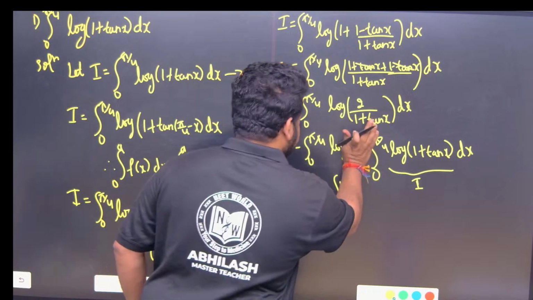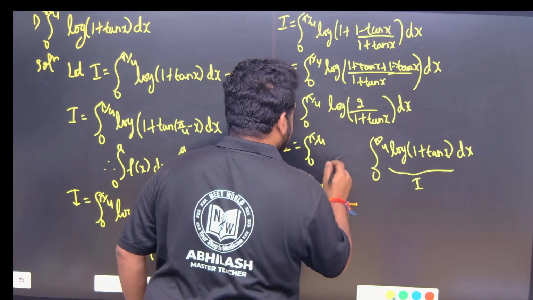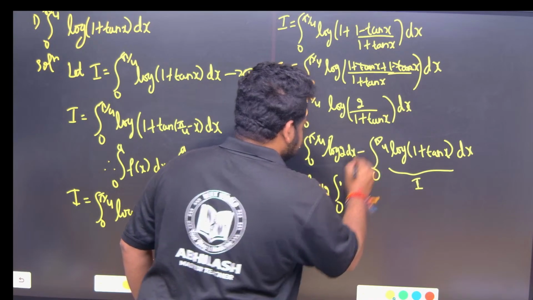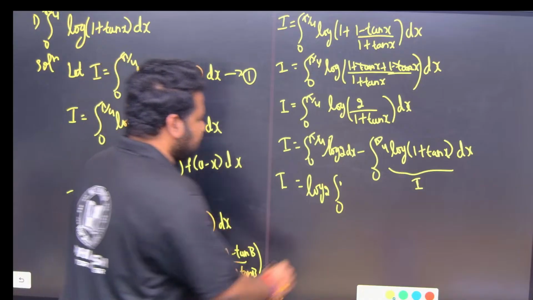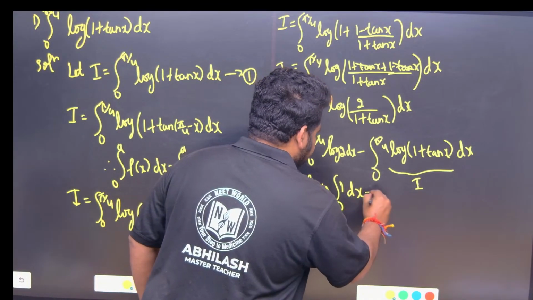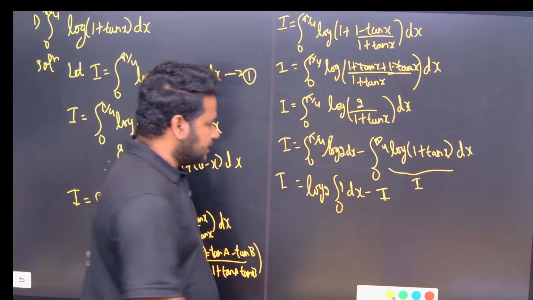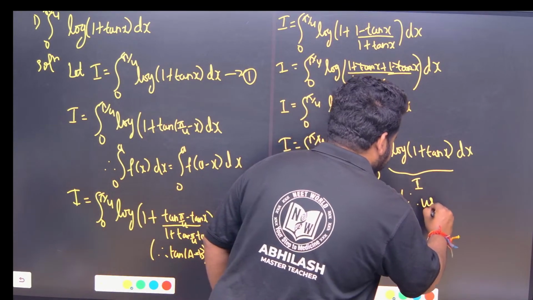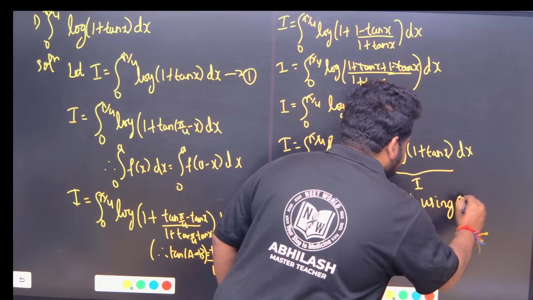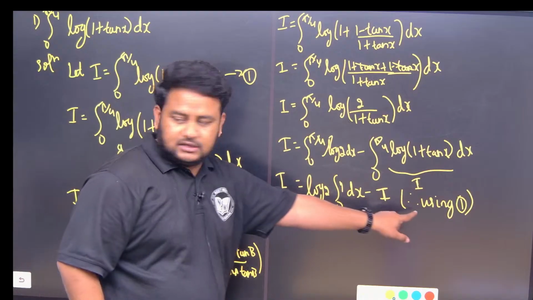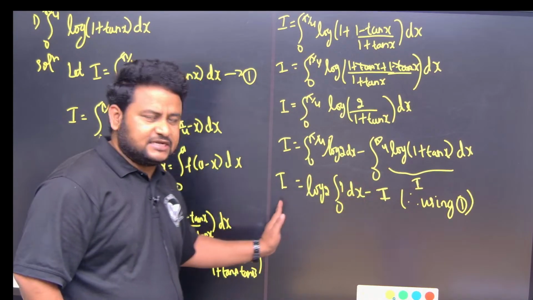So this will become what? Let me write it neatly. Log 2 dx minus. So log 2 is there, so this should become 1 dx minus, this is I. You should write the reason: therefore using 1. What is that 1? That 1 is representing I. So minus I, if I bring it this side, it will become I plus I.